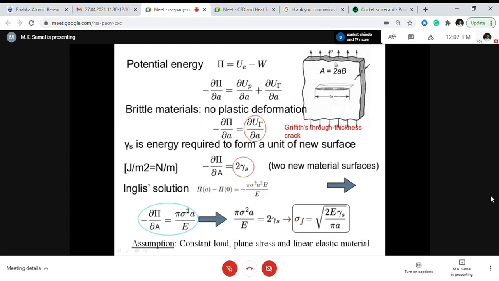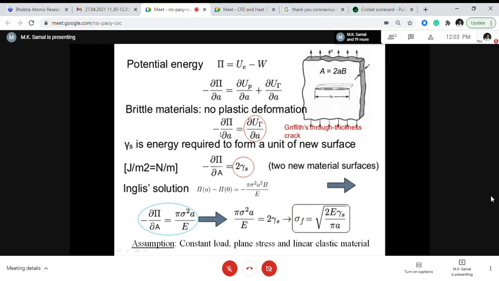As I told, when I am applying remote stress sigma, I am giving energy into the system. Now this energy, basically the strain energy minus work done by external forces, is the potential energy. The rate of potential energy, rate meaning with respect to crack area, if that exceeds the surface energy rate, then that is my criterion for crack initiation in brittle material. For brittle materials, I told you there is no plastic deformation.